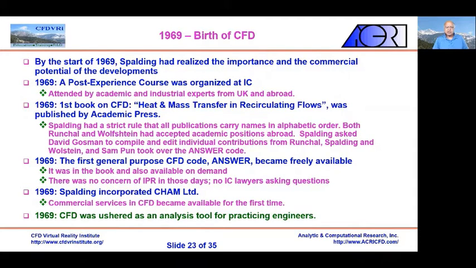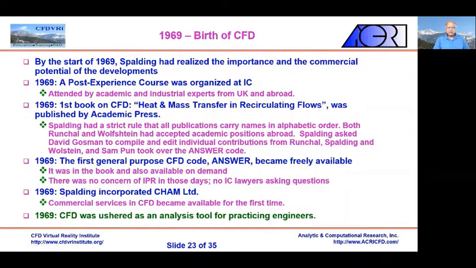Spalding asked David Gosman, who had just completed his thesis on experimental work, to compile and edit the contributions from myself, Spalding, and Wolfstein, and put them into one place along with the code, which was taken over by Sam Poon from me and Micha Wolfstein. So the first general purpose CFD code also became available in 1969.